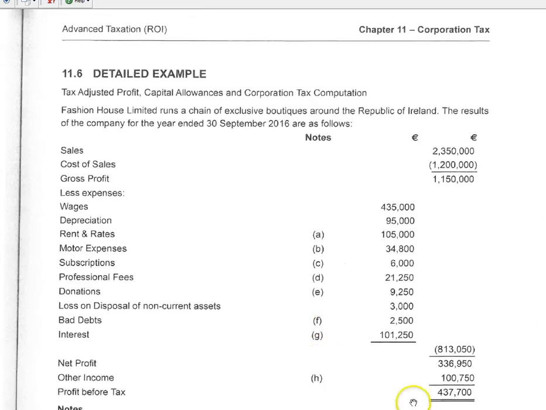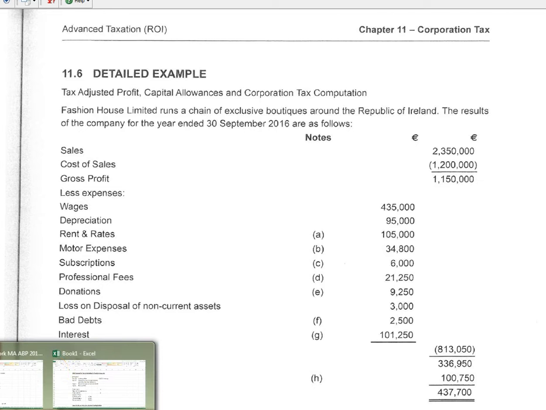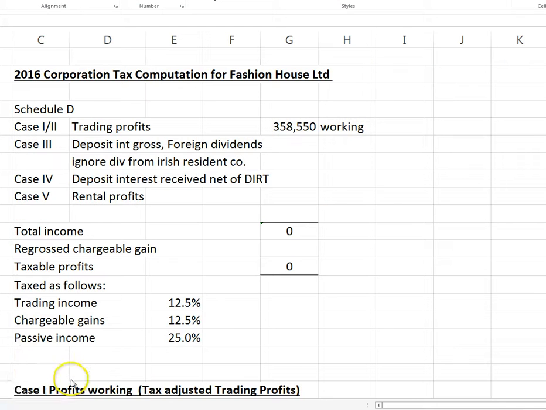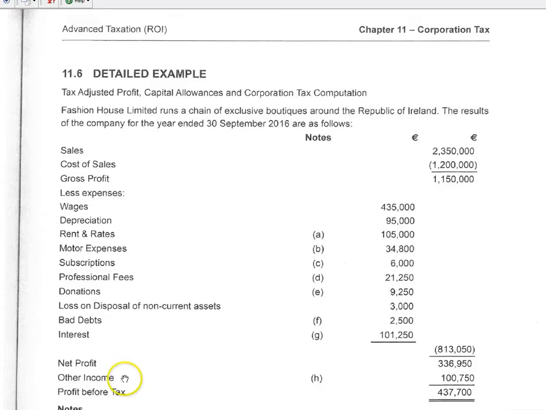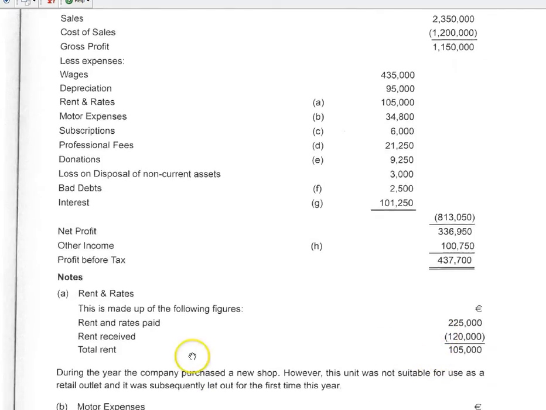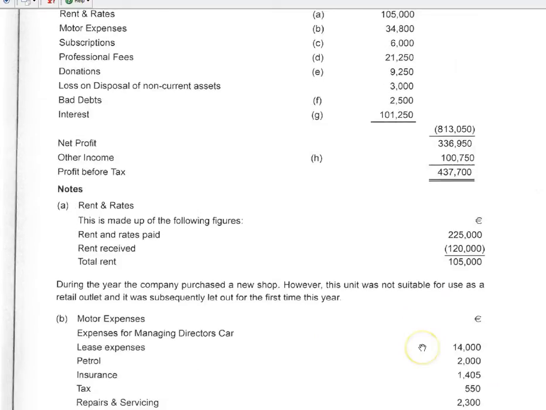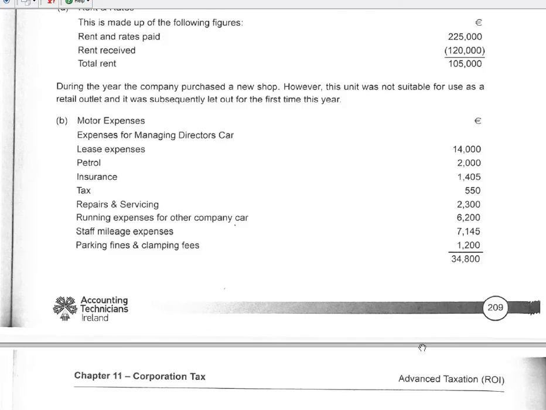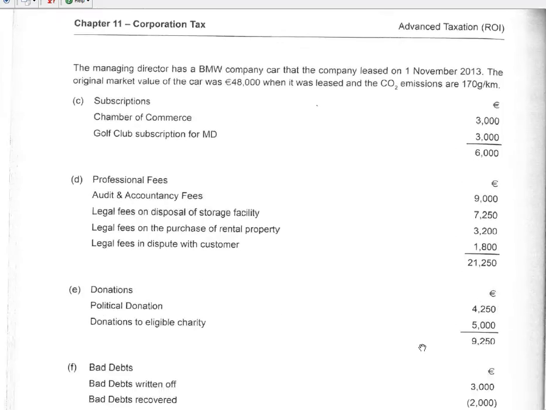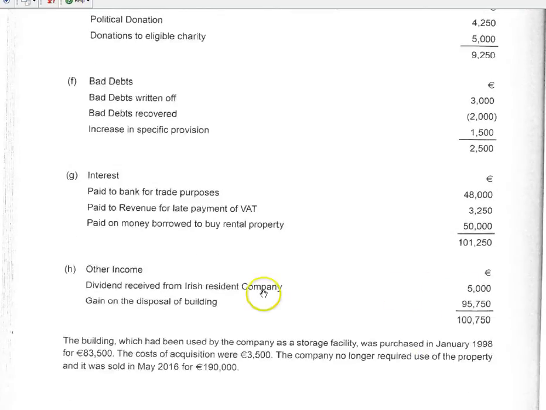We've adjusted the profit before tax, the accounting profit, so that it's now 358,550, and that's what goes in as our Case 1 trading profits. Then we look at the other income that was included in this. We had rental income and some rental expenses, but the other income is down here. Dividend from an Irish resident company is ignored. It's franked investment income. It's not taxed under corporation tax.